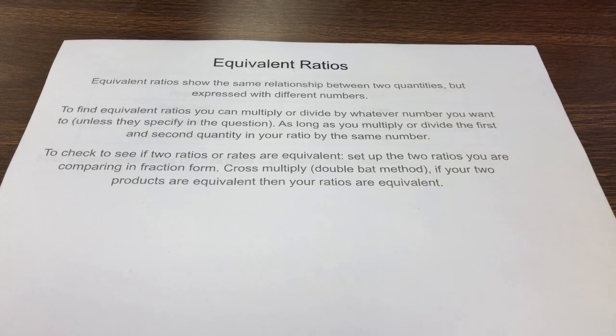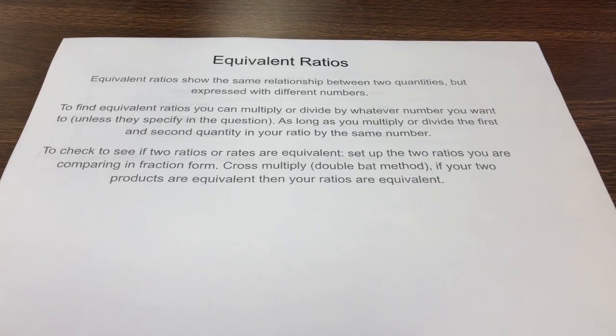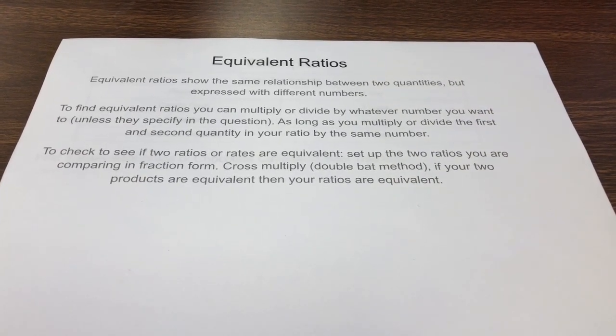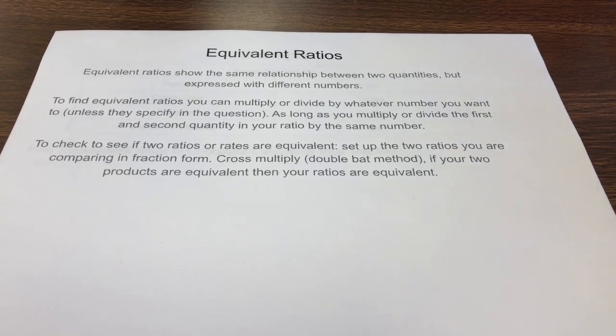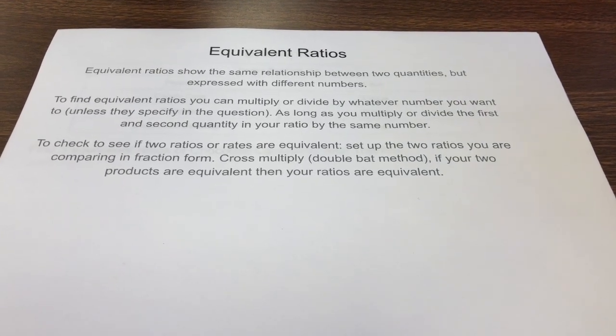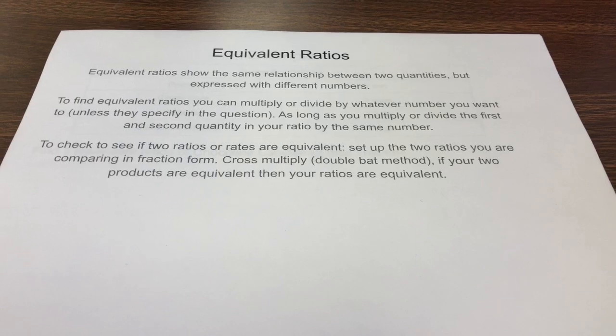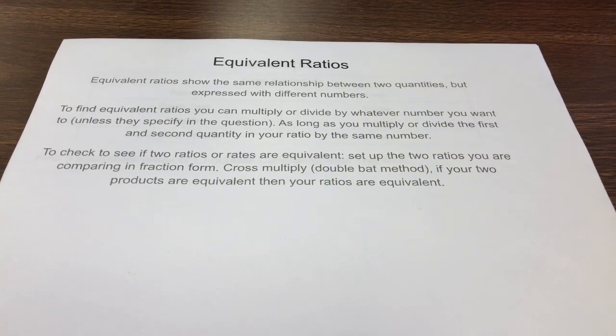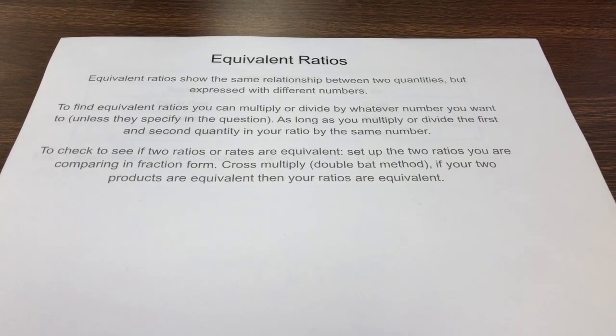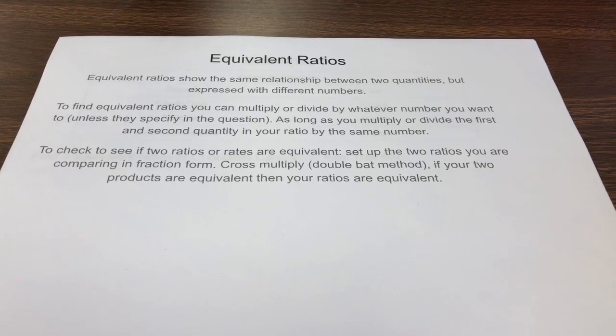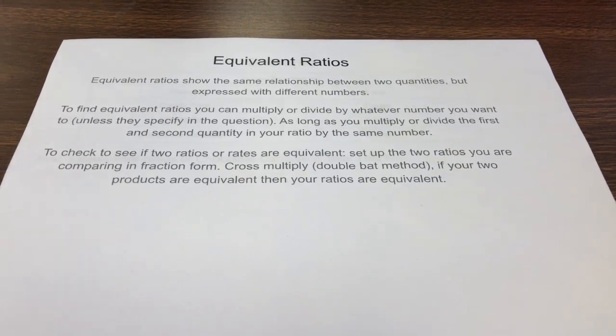So you can cross multiply, and what I call it with my students is the double bat method. And so if they see 2 ratios and they ask, are they equivalent, they're like, oh, use the double bat method. And I'll show you in this video what that means. If your 2 products are equivalent, then your ratios are equivalent.